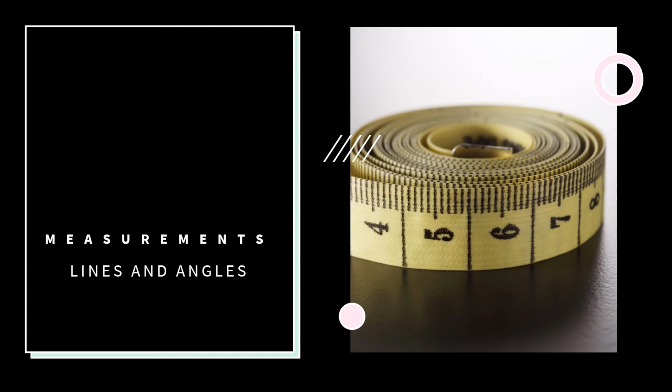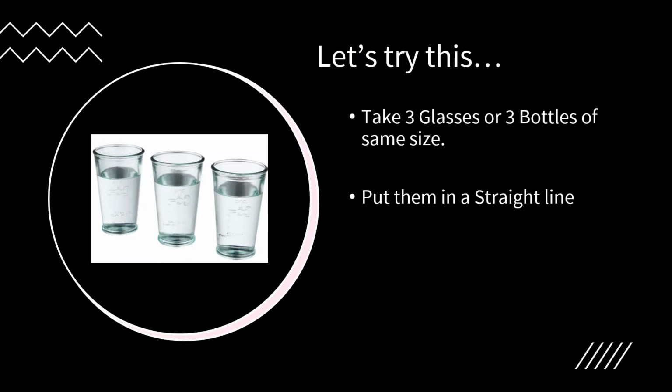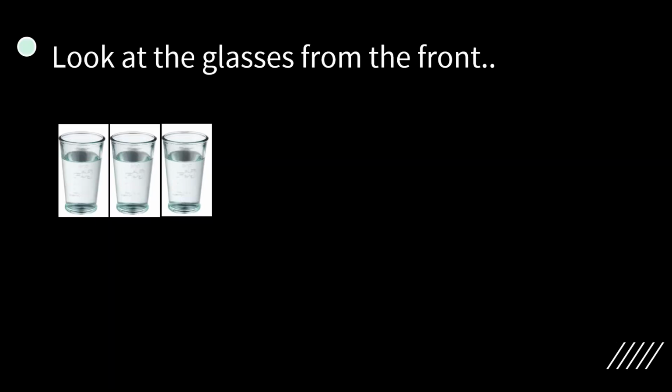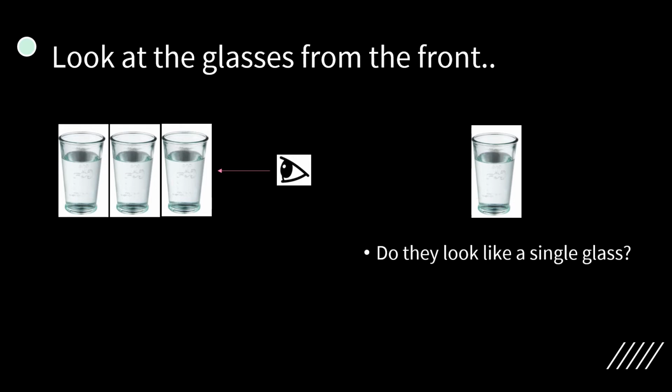Hello everyone. Today we will start our lesson on measurements, lines and angles. Let us try this. Take 3 glasses or 3 bottles of the same size. Put them in a straight line. Now look at the glasses from the front. What do you see? Do they look like a single glass?